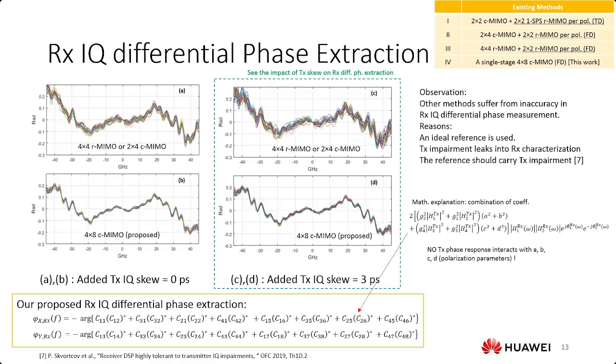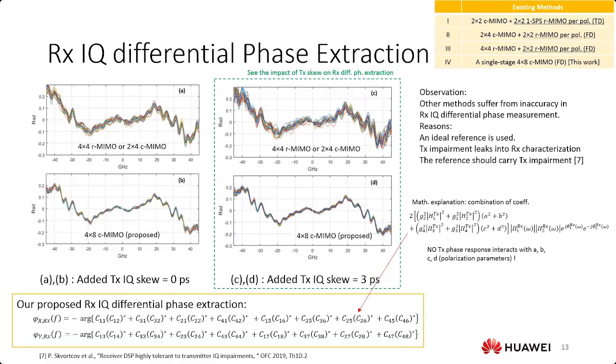And also to explain why our method is so robust, we also plug all the channel parameters and device parameters into the filter coefficients that we chose. And we can see there is no transmitter phase response interacting with ABCD, which is the polarization parameters.